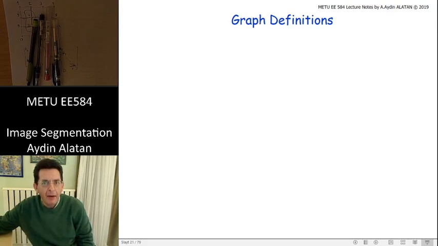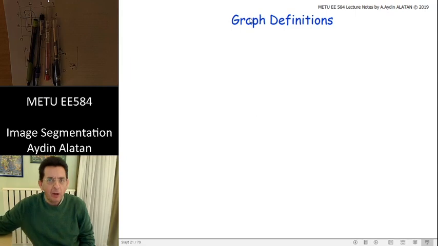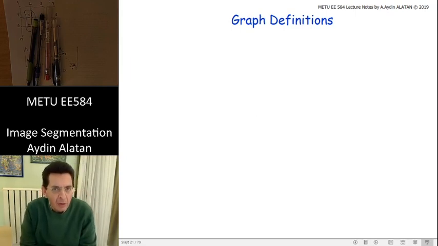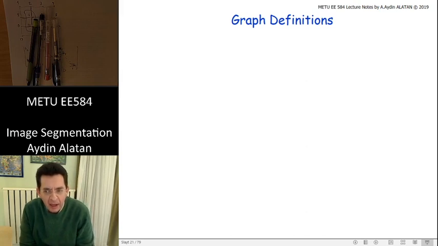Hi everyone, welcome back. Now I'm going to continue with the other technique. Let's remember where we are. I was talking about image segmentation. Fundamental techniques are finished. We are trying to apply graph theory to image segmentation. One particular example was given.